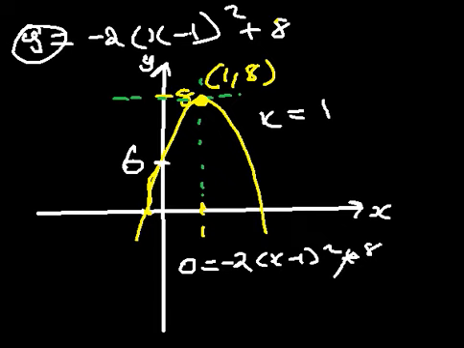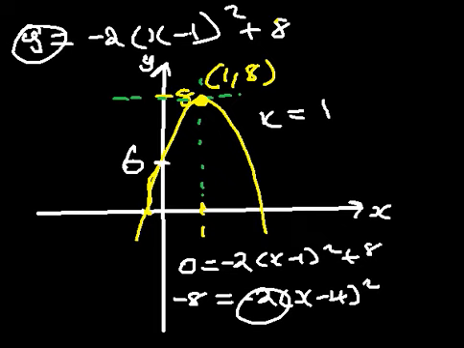The 8 has to be transferred to this side. So that is the same as negative 8 is equal to negative 2 times (x minus 4) to the power 2. And of which we'll have to divide everything by negative 2. Now I'll have it as 4 is equal to (x minus 4) to the power 2, and that should be that.